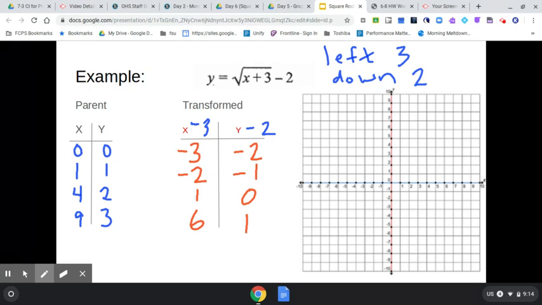Okay, we're going to go ahead and plot these points. So my first point is now located at -3, -2. My next point is at -2, -1. 1, 0, and 6, 1. Again, I'm going to connect these points in a smooth curve.